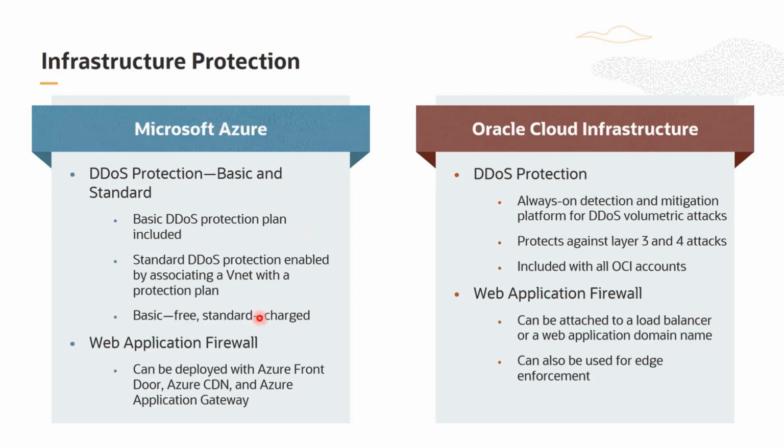Both Azure and OCI also feature a web application firewall service that lets you protect your web application from common web exploits like cross-site scripting and SQL injection attacks. OCI WAF can be attached to a load balancer or a web application domain name. It can also be used for edge enforcement.